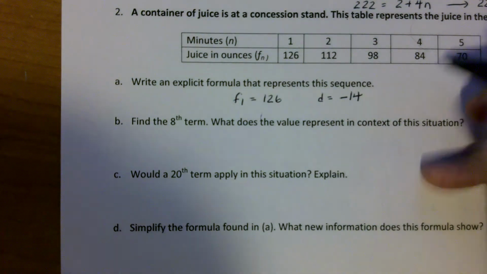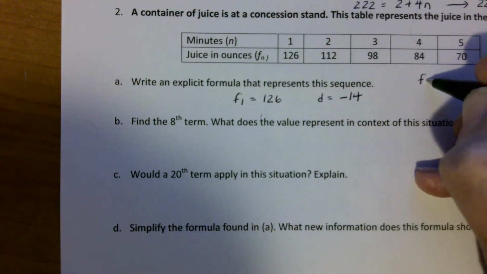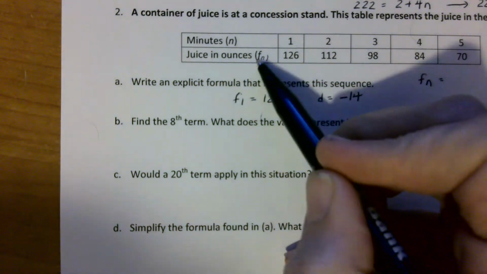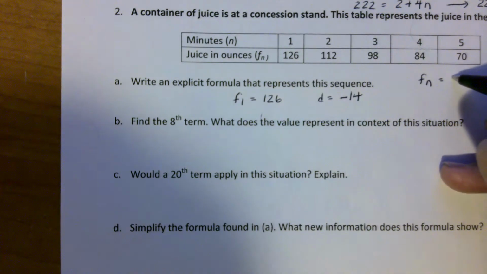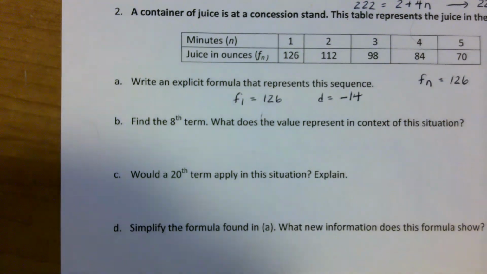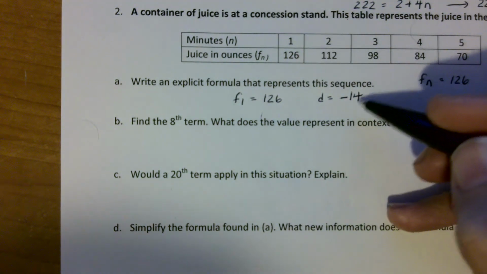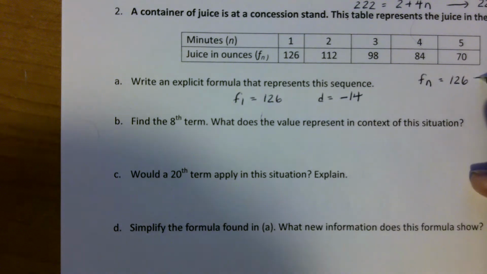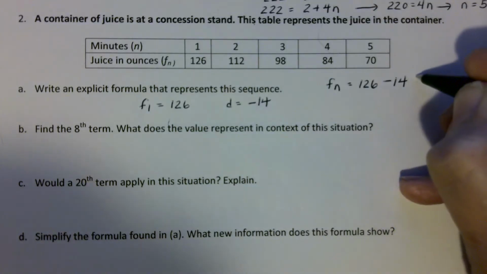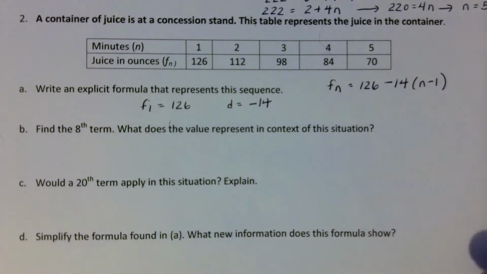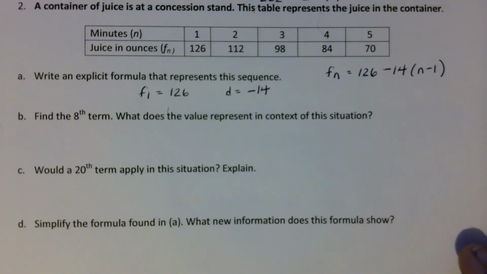So my explicit formula will be f sub n, because that's the subscript notation that was shown here, equals my first term, 126, plus my common difference. If I add a negative, it's the same as subtracting, so minus 14 times n minus 1. That's my explicit formula.